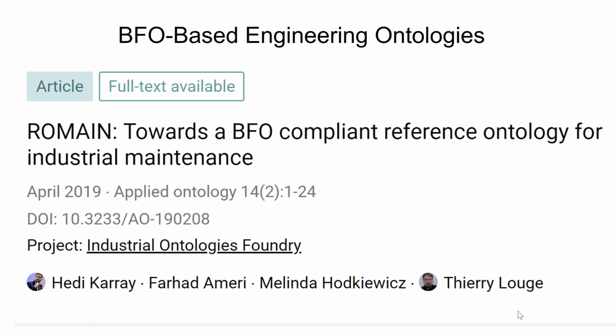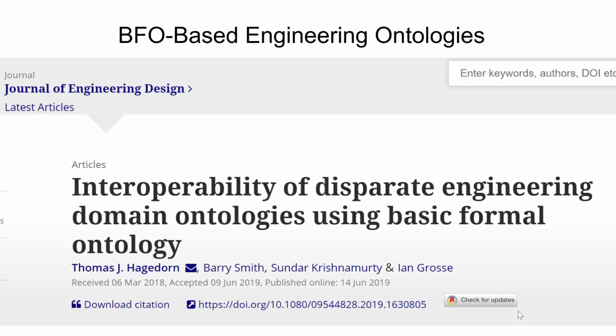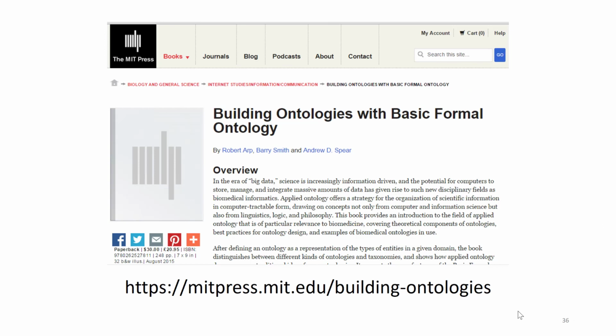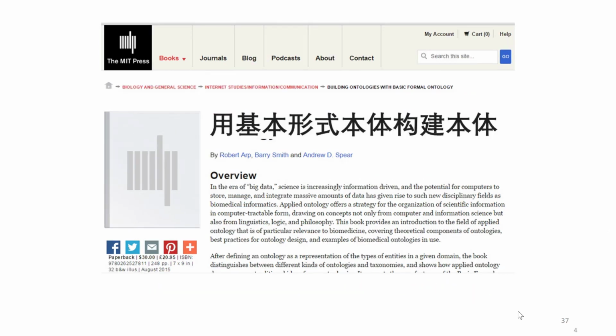But there are already papers which have been created by this group, including a paper on maintenance ontology, a paper on manufacturing ontologies which form a modular suite, and a paper on physics-based simulation ontology, and as I say, a dozen or so other papers along the same lines. And then there is not only this textbook, there is also this textbook, which will be published, I understand, also early next year in some language which I don't recognize.